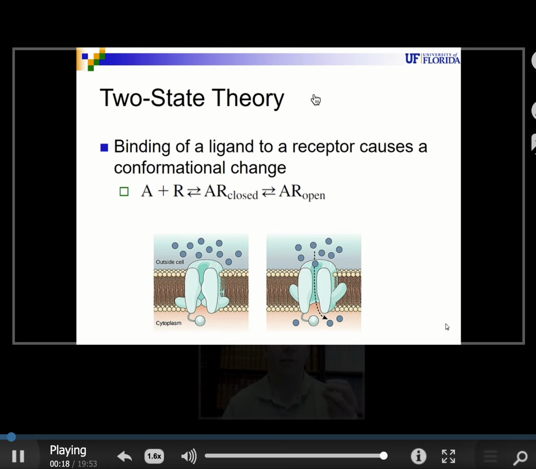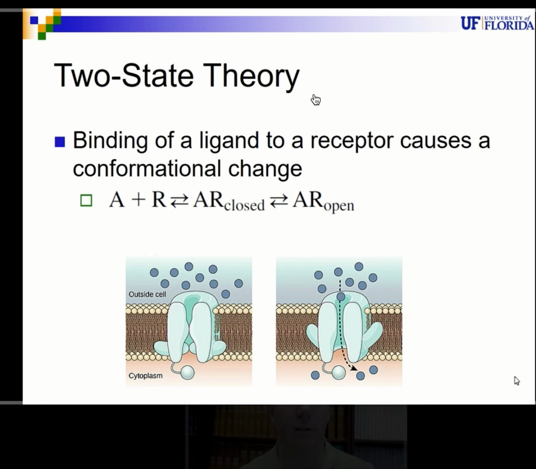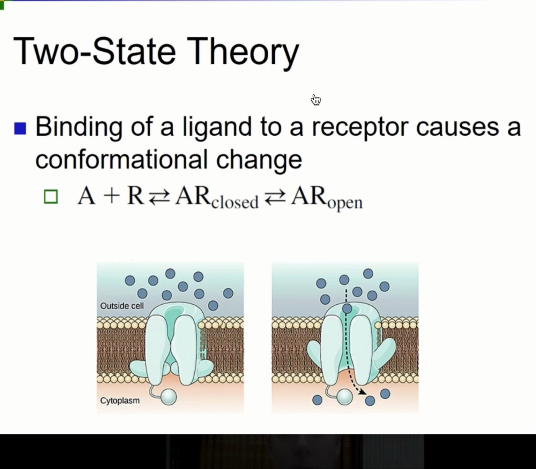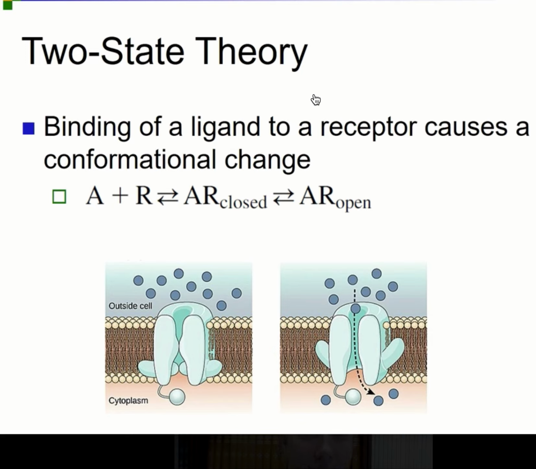that it causes the receptor to change shape, to change conformation. And when it does that, that then causes some sort of downstream effect. And so we call this the two-state theory. This says that the receptor can be in an inactive form or an active form, and that the ligand binding causes the receptor to go from inactive to active.